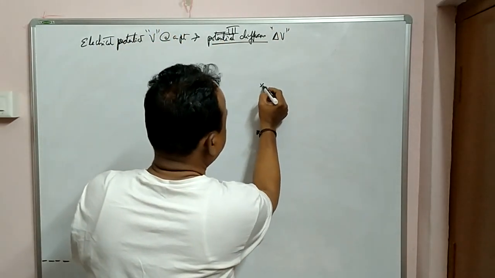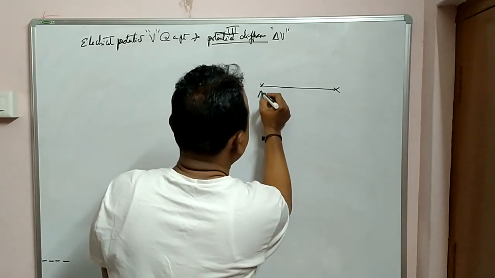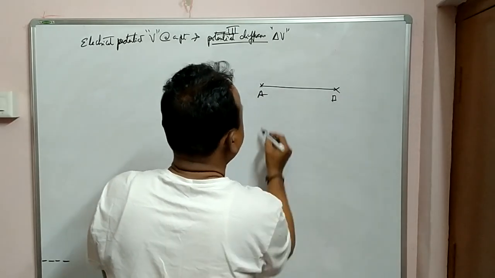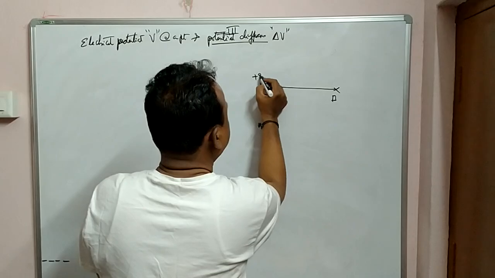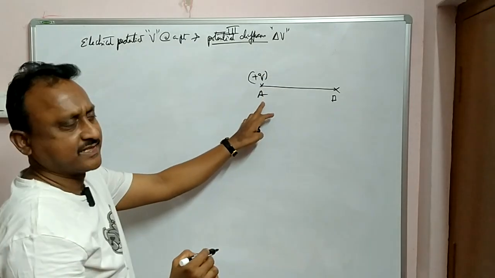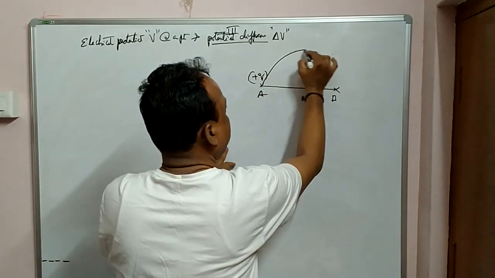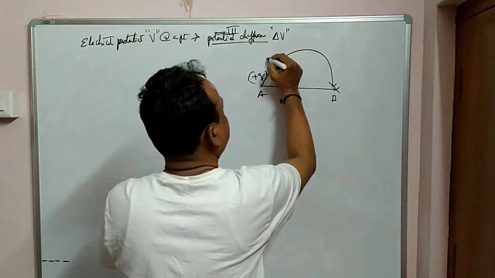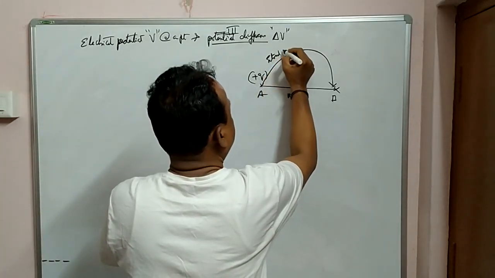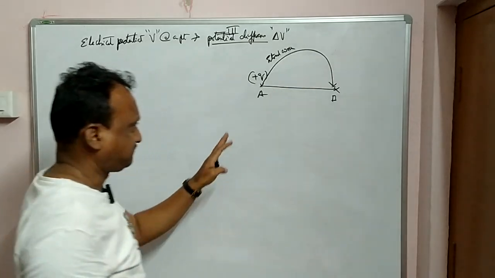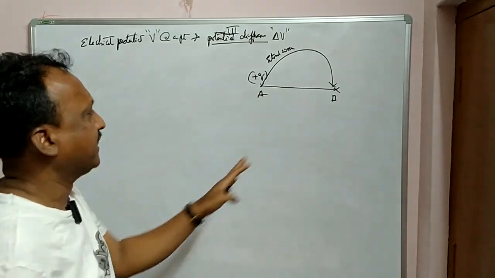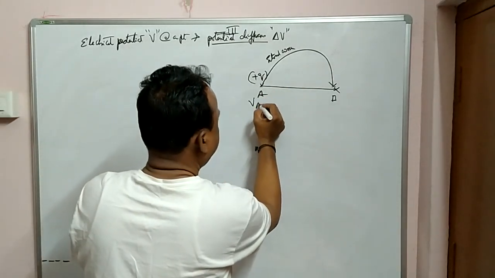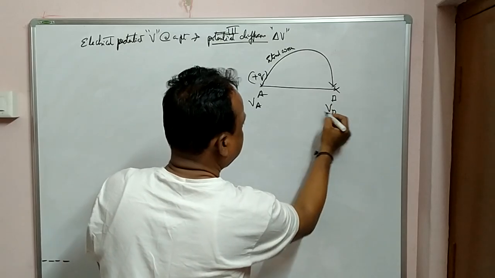For example, there are 2 points, say A and B. Now suppose this charge plus Q is at A. For example, from A I have to move to B by using some external agent, external work. I have to move from A to B. Let the potential at A be VA, let the potential at B be VB.